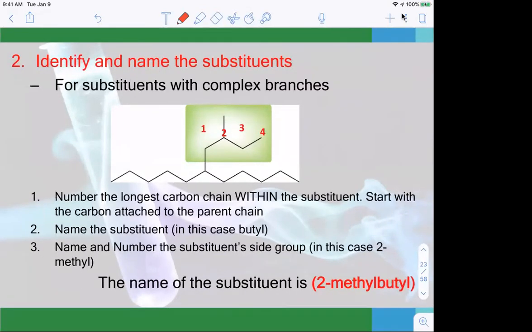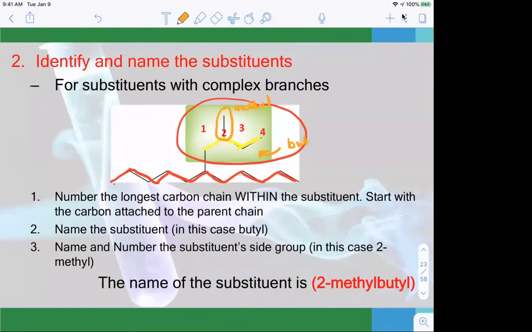What if I have something that actually has a complex branch? So here's my longest chain, and this whole thing is my branch. Well, I have sort of an alkane attached to an alkane. So I have 1, 2, 3, 4. And then on my second carbon, I have this methyl group. This 4 carbon is a butyl group. Overall, it's got 5 carbons, but I want to name it sort of systematically.